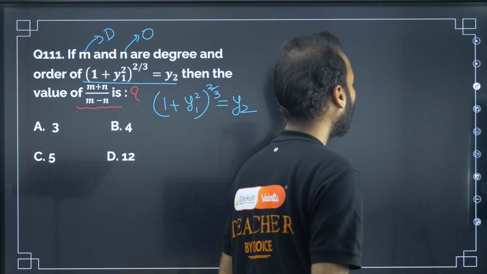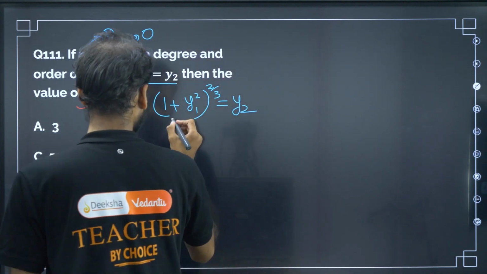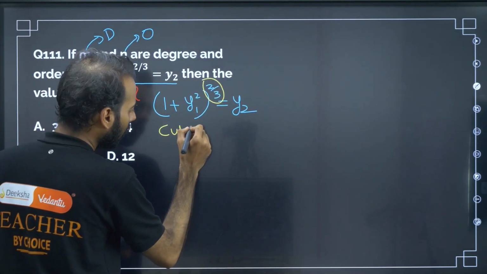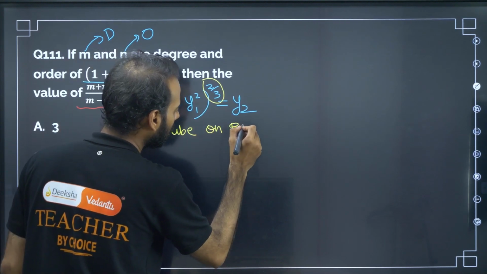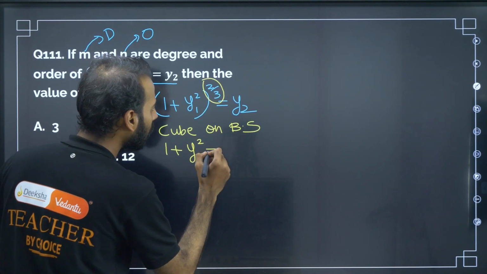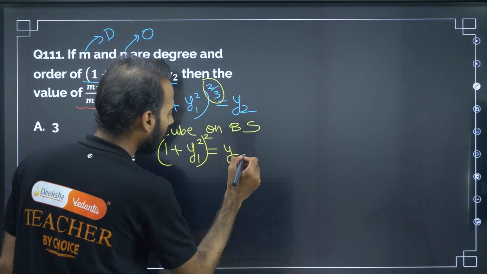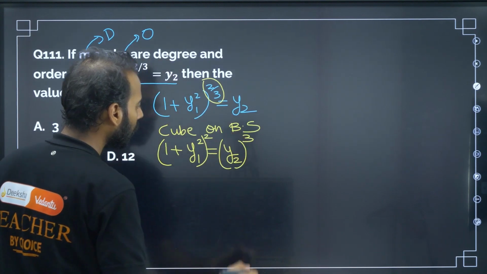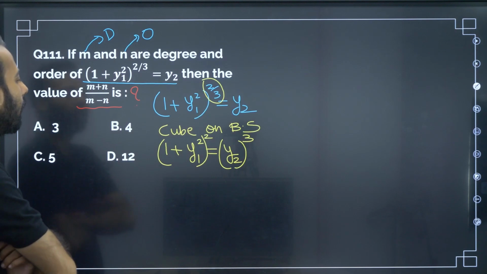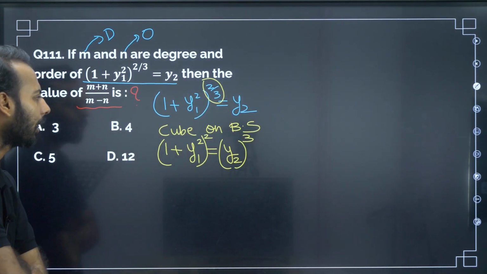M plus n. So first we have to find m, and then let me cube on both sides. Since this is a fraction, cube on both sides. So when I am cubing on both sides, this becomes y1 square is equal to this whole square as it is, and this is y2 whole cube. Then the value of m plus n by m minus n, what is this value? Cubing on both sides, all that I have done.